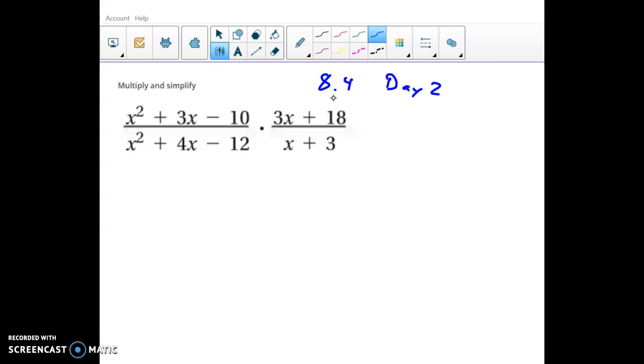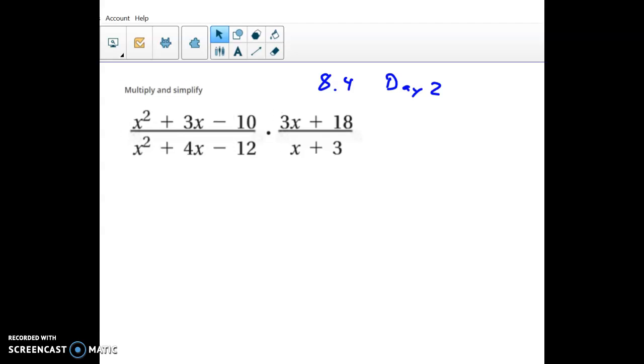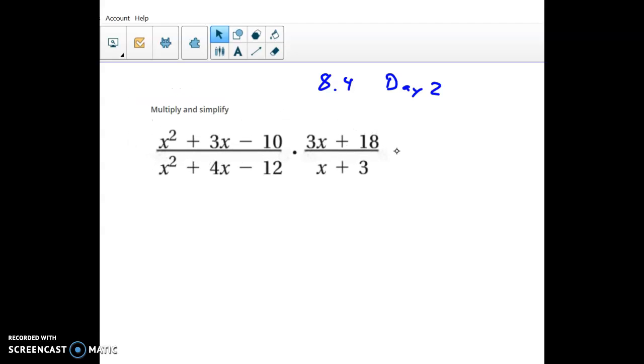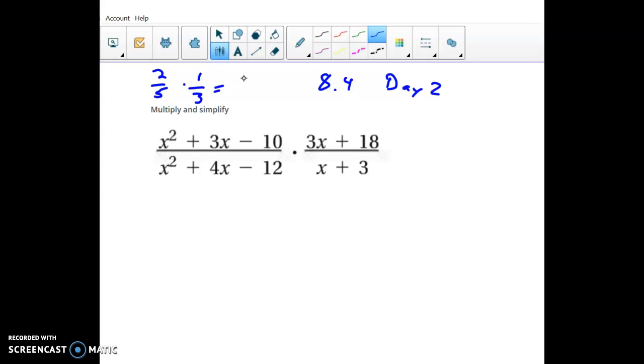Okay, this is to help with 8.4 day 2, which is to multiply and divide rational expressions. One of the things that's really important to realize here is you're not really multiplying, right? If there were two fractions and I was multiplying them together, I would just multiply the numerators, multiply the denominators, and then simplify if possible, right? But with rational expressions, you basically are going to factor and cancel and then multiply across.